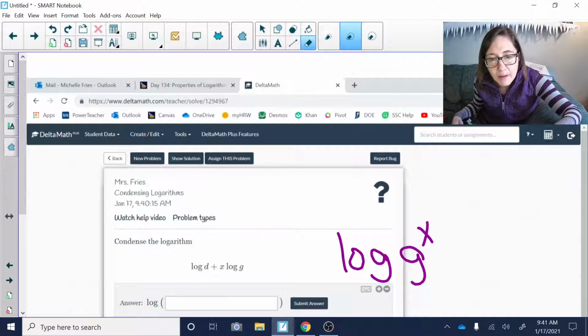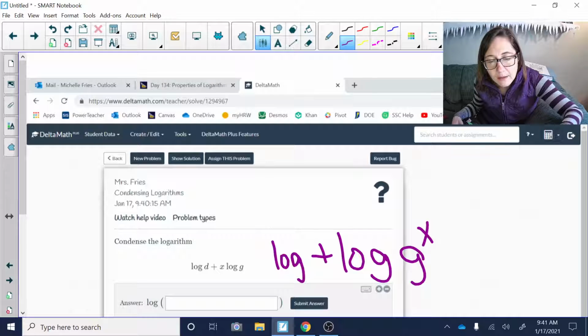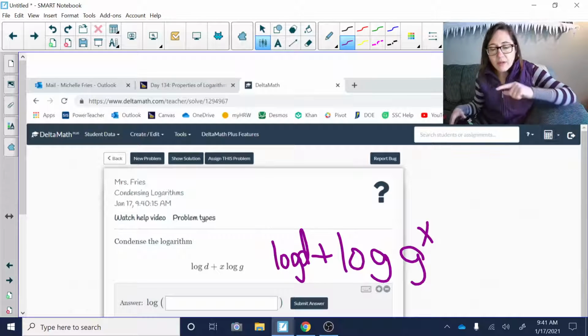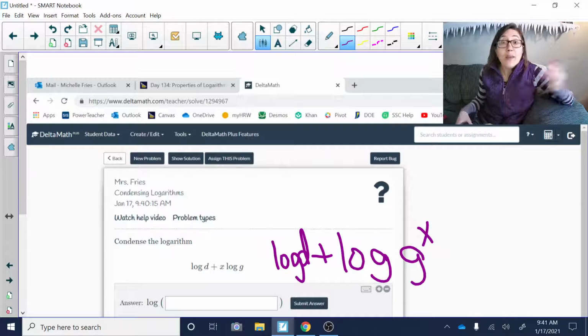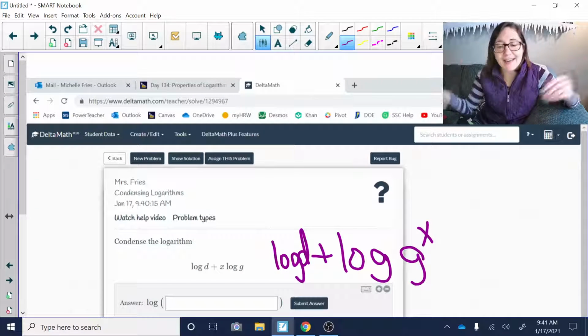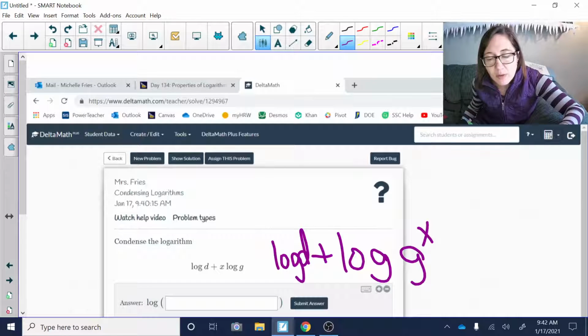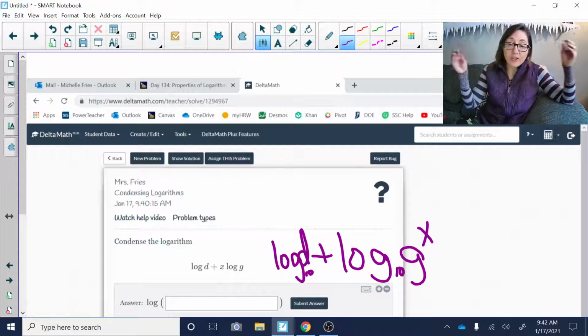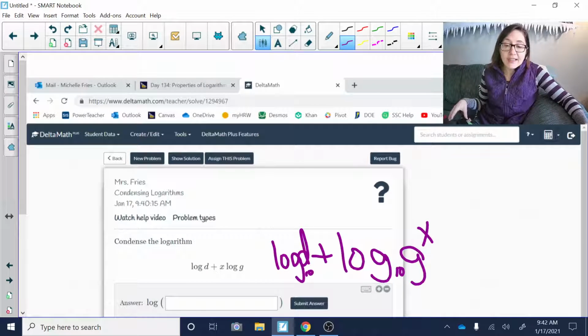Now let me bring the plus log d over to... Oh, what's the base on these? Did we forget the base? No, it's an understood 10. So you have log base 10. Since they both are log base 10, that's why we're allowed to work on combining these things.